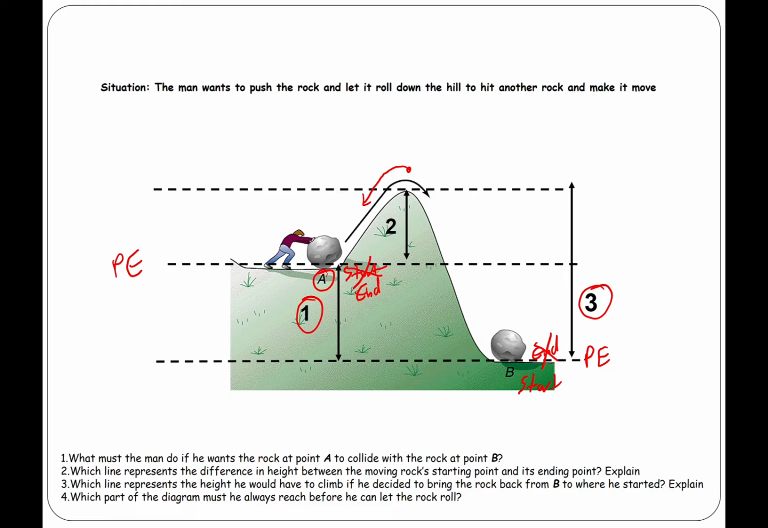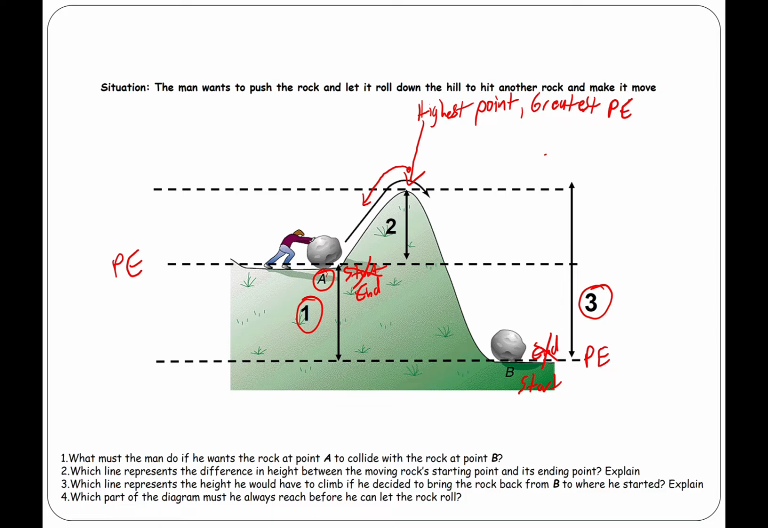Question 4. Which part of the diagram must he always reach before he can let the rock roll? That point is right here. It's the highest point, or it would be the point where the rock has the greatest potential energy due to its position off the ground.